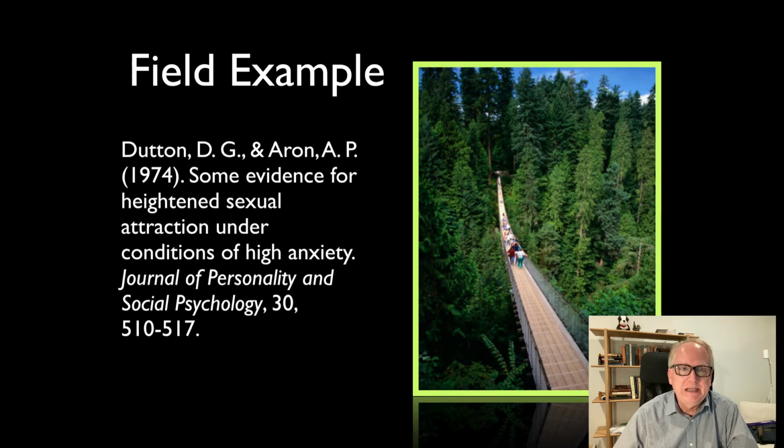It was conducted in 1974, so it's an oldie but a goodie, by Dutton and Aron: some evidence for heightened sexual attraction under conditions of high anxiety. In this study, they were interested in whether people are more attracted to other people when they are currently aroused or anxious about something. Does the extra arousal caused by something else get transferred onto this person that you find attractive, so that you end up being even more attracted to them?